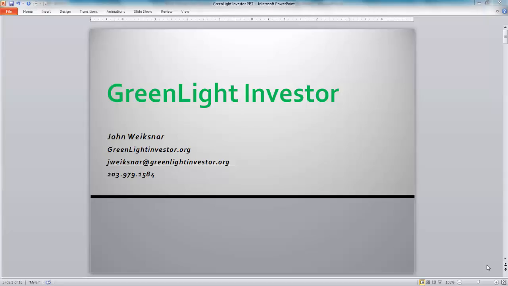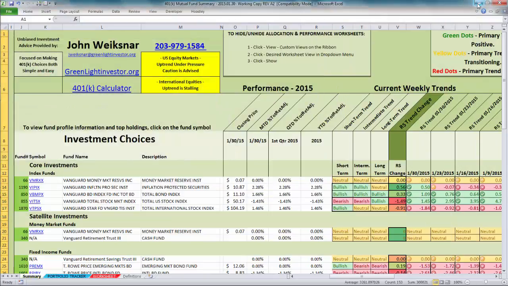Our goal at the GreenLight Investor is to make managing your 401k both a simple and easy process. I'll go through an overview of the worksheet, then I'll highlight a few of the features that will help provide a method for allocating assets between your various 401k investment choices. Let's go right to our worksheet and I'll show you a few of the highlighted features.